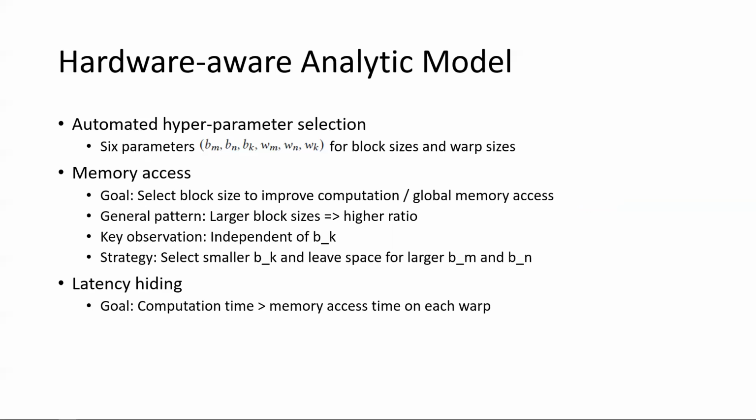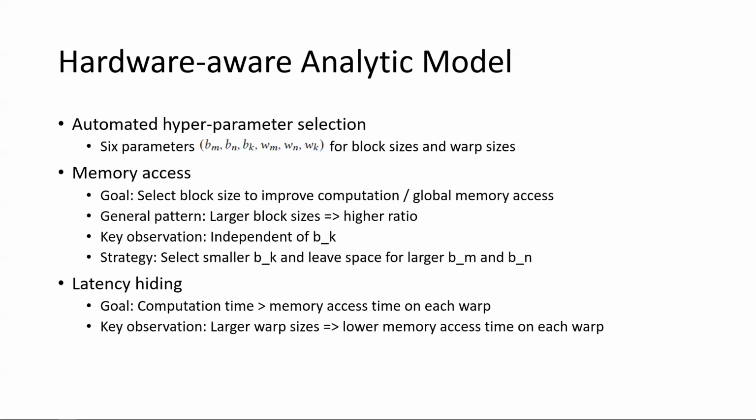The second part is latency hiding. Our goal is to make sure that the computation time is larger than the memory access time on each warp, so we can completely hide the memory access latency. Our key observation here is that a larger warp size usually leads to a lower memory access time on each warp. So we want to select a larger warp size and get a better performance.